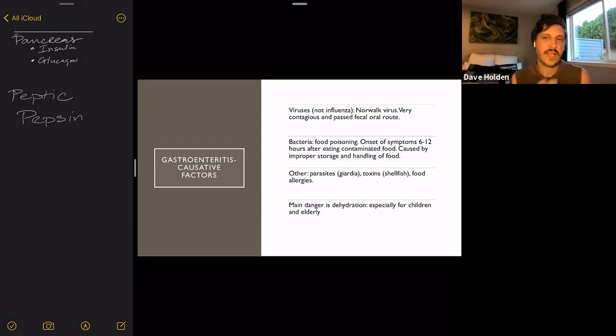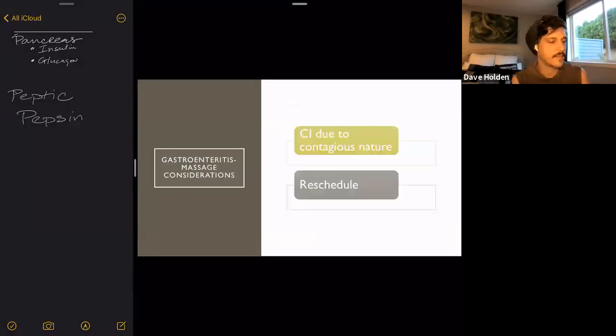The main danger with gastroenteritis, because it causes a lot of vomiting and diarrhea, the main issue is dehydration. That's usually what's going to do the most harm, especially for children and the elderly. So just push fluids. They likely won't seek massage because they feel really sick. But again, with common sense, massage is contraindicated because they have a system-wide kind of infection, and it may be viral, it may be contagious. So I would reschedule the appointment.